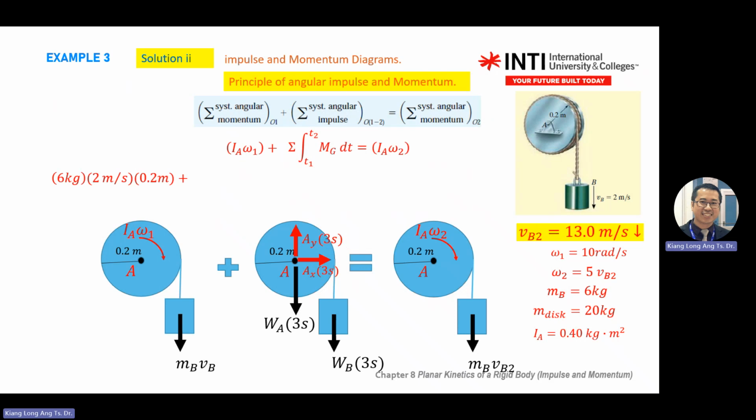So this one is H1 plus MT plus H2. So IA omega, IA, this one, IA, mv2, this one. Okay.